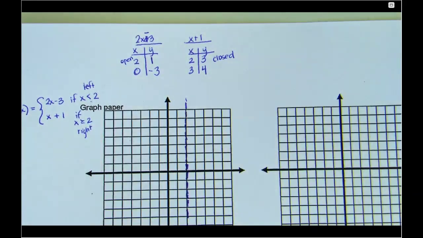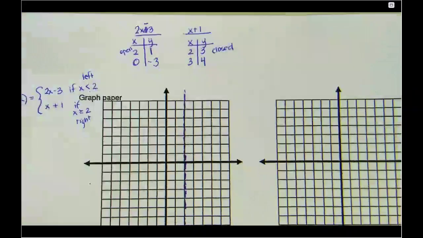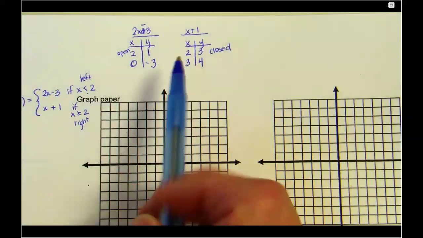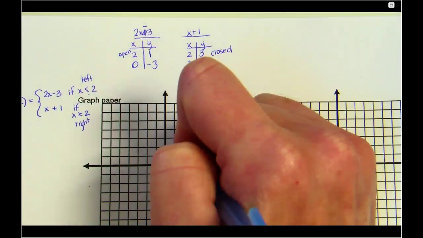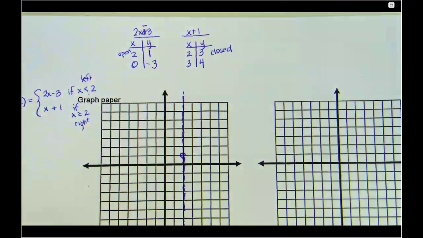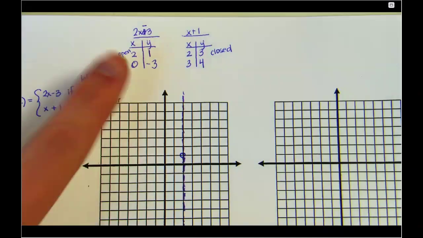Okay, now I think the most important thing when you're doing this is to make sure that you don't throw four things on there, 4 dots. Do 2 dots in a line and then 2 dots in your other line. Don't put all 4 dots because you'll be confused. So 2, 1 is an open circle. So put an open circle at the point 2, 1. And then you have the point 0, negative 3.